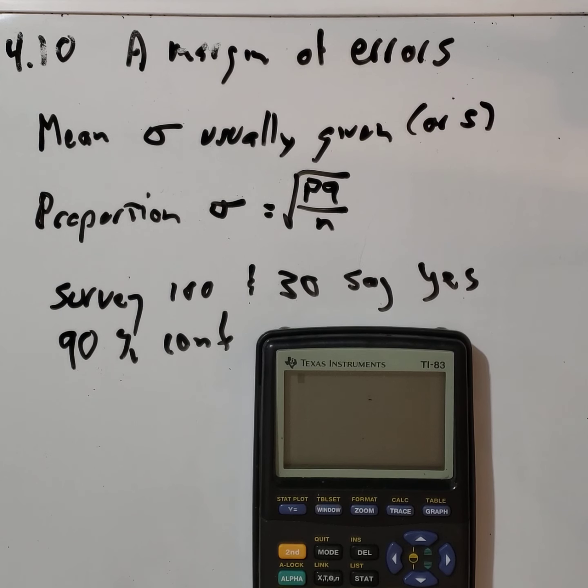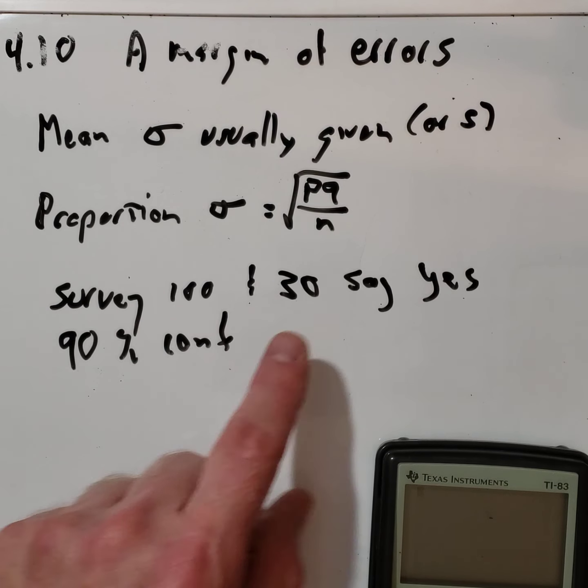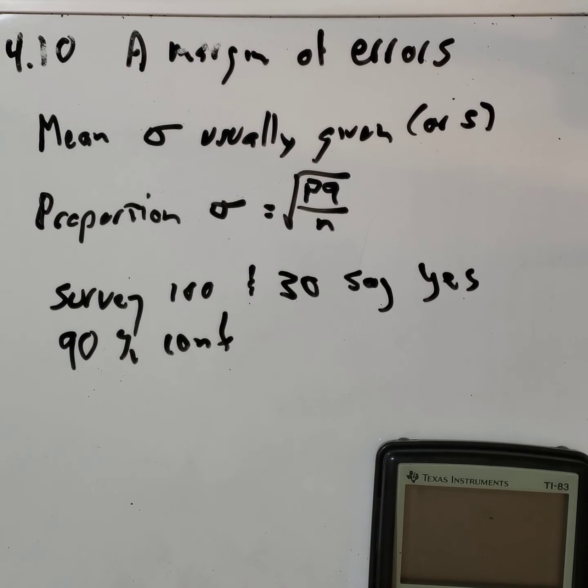Now remember from probabilities, p was the probability of success. So when we're dealing with proportions, p is going to be the percentage of the population that fits our description, the ones we would consider to be successes. And q is going to be the ones we would consider to be failures. So in this situation here, we survey 100 people, 30 say yes, and we want 90% confidence.